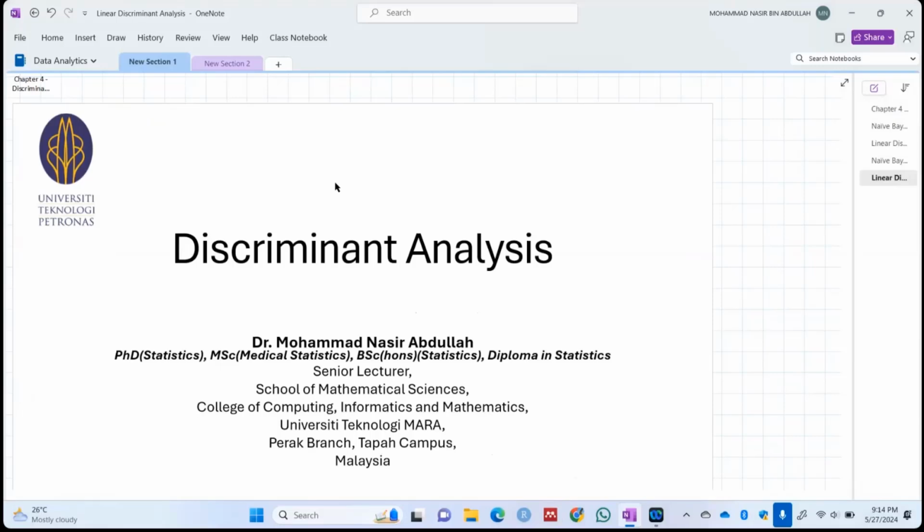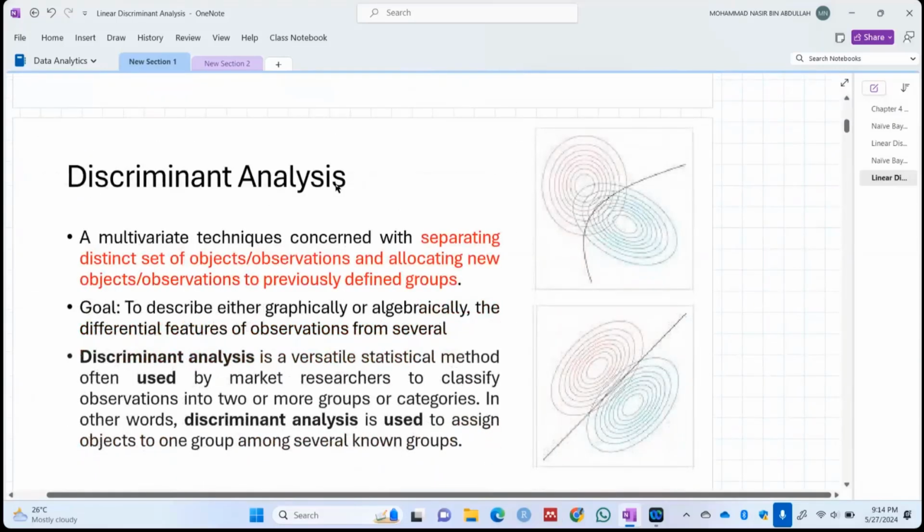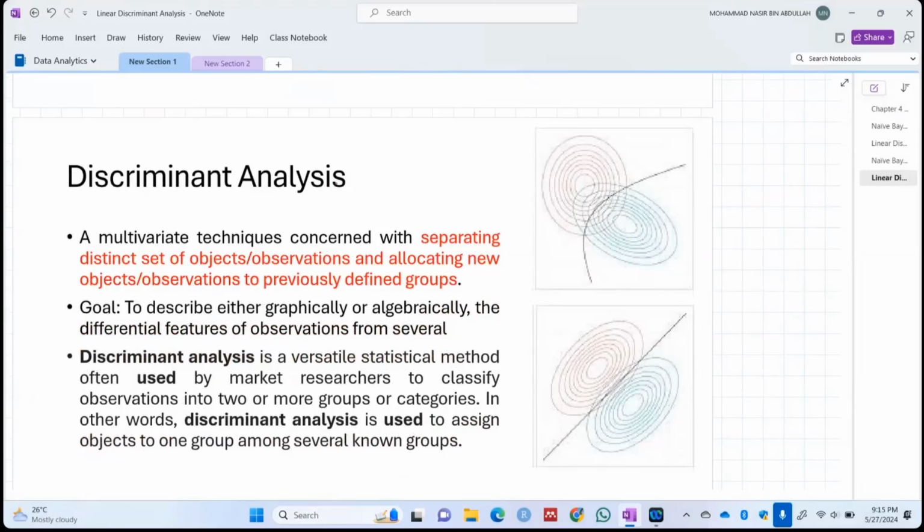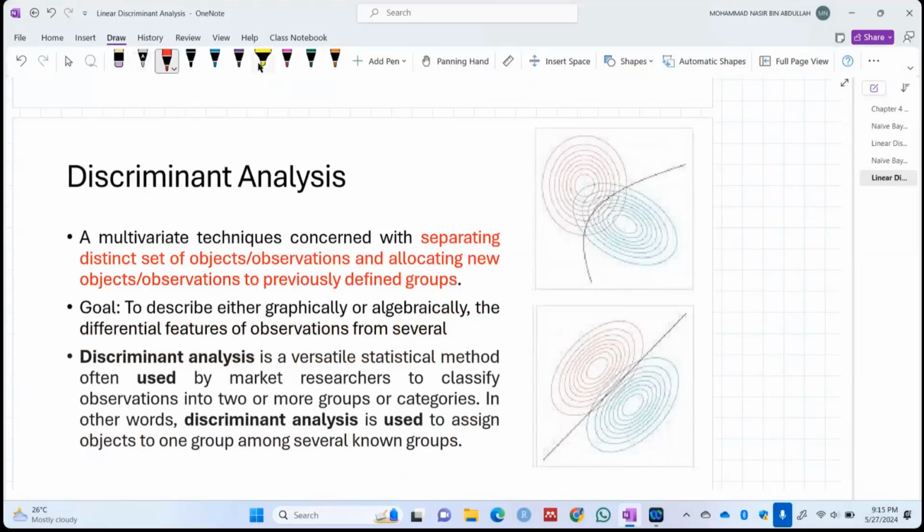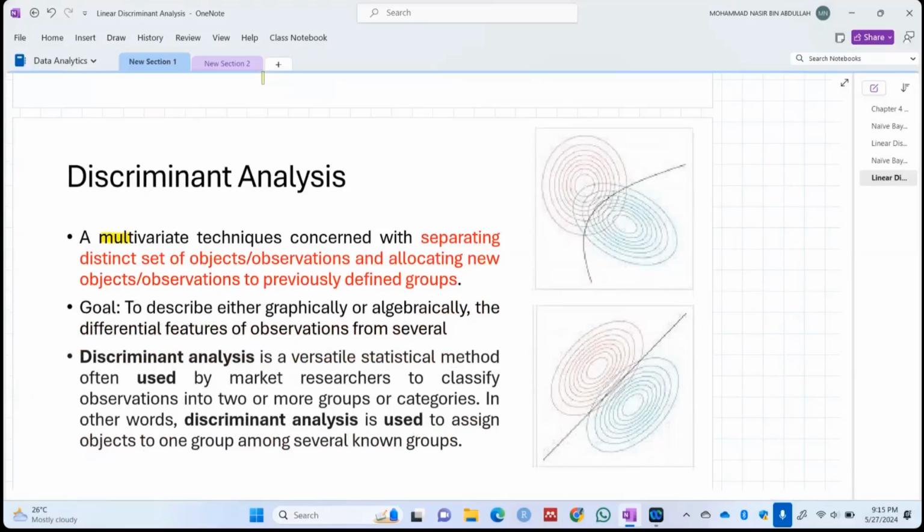Discriminant analysis. So still under classification techniques, right? So chapter number 4, we have learned logistic regression and naive Bayes. So for discriminant analysis, it's actually multivariate techniques. It's a multivariate technique concerned with separating distinct sets of objects and allocating new objects to previously defined groups.